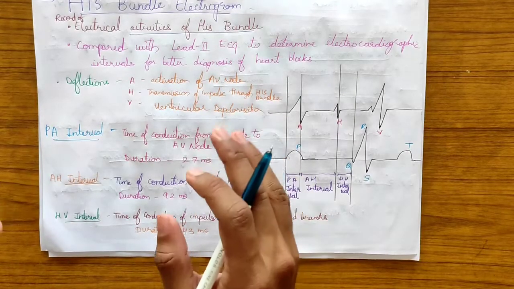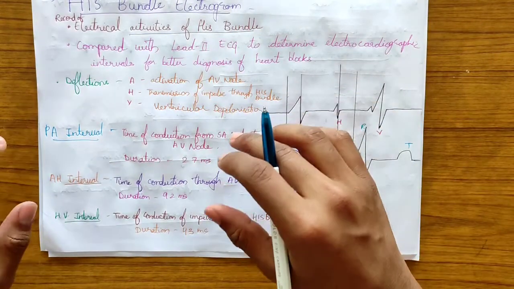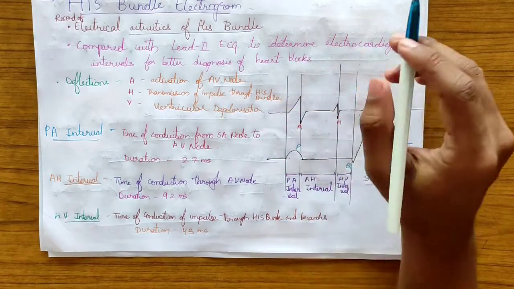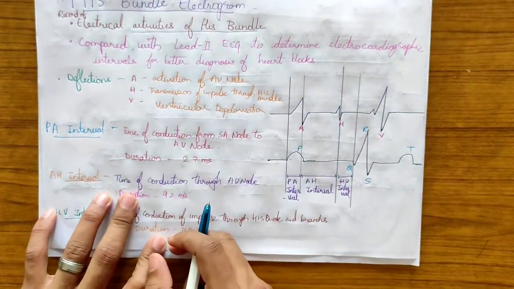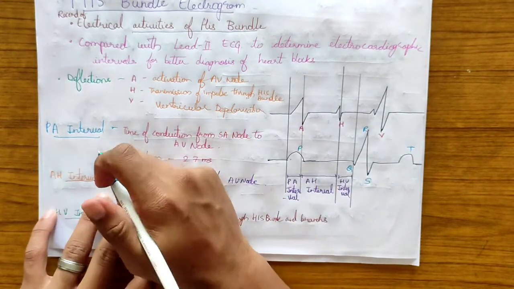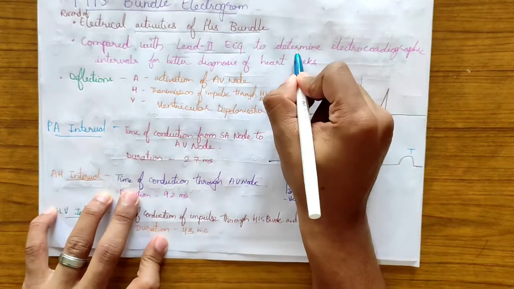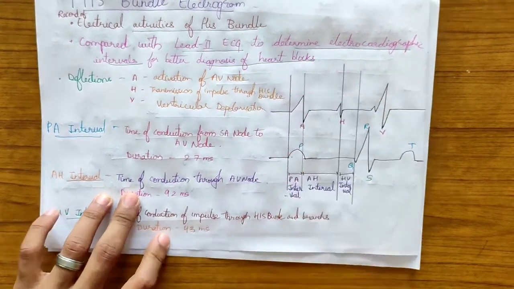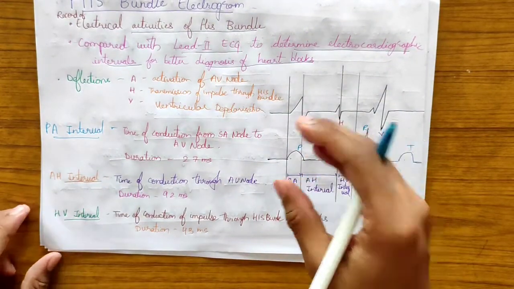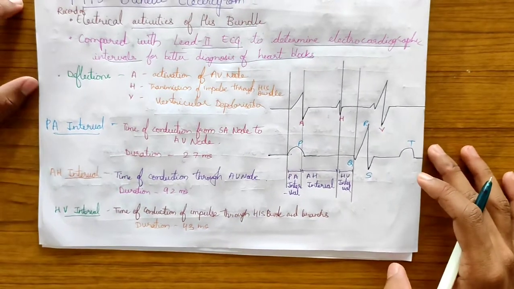So now, after talking about the abnormalities of the heart which are seen in the ECG, let's talk about the His bundle electrogram. It is nothing but the record of the electrical activities of the His bundle. So why should it be measured? It is compared with the lead 2 ECG, that is the normal ECG, to determine the electrocardiographic intervals for better diagnosis of the heart blocks. So to diagnose heart block conditions better, we can use the His bundle electrogram.